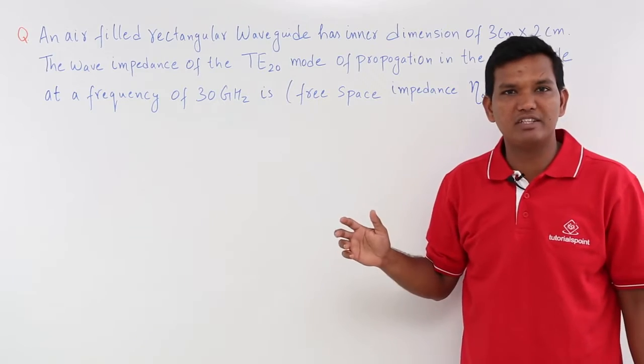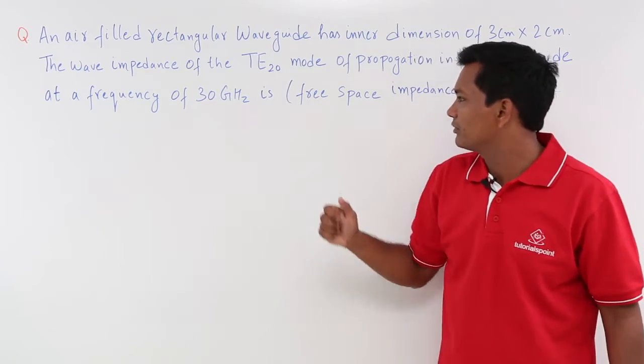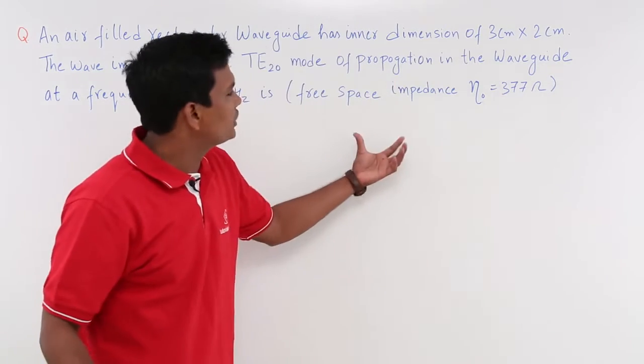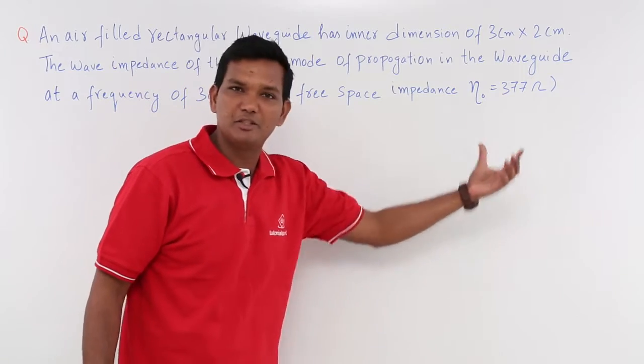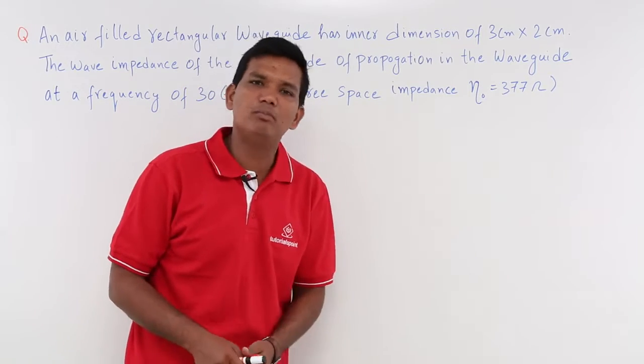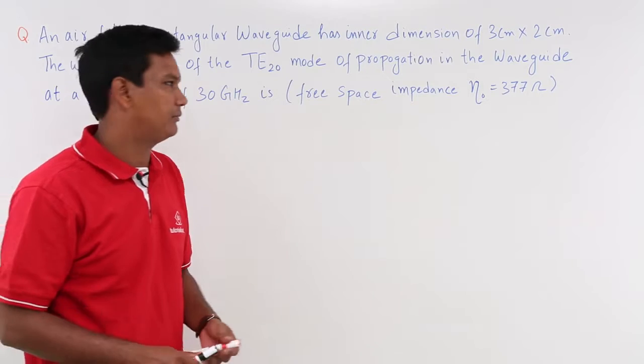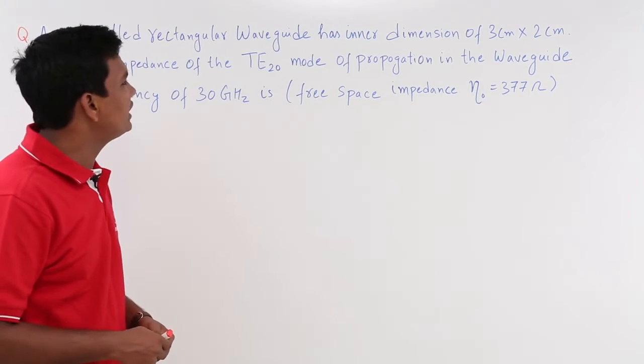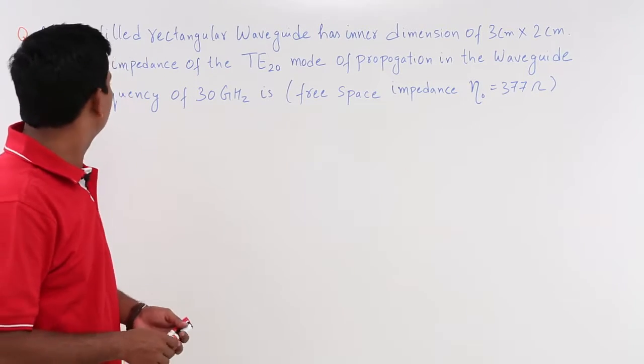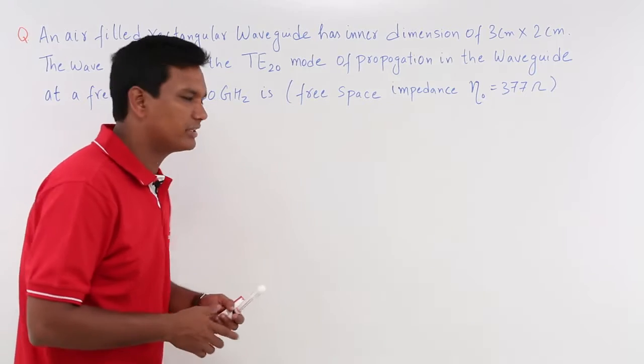The operating frequency is 30 gigahertz. They have also given what will be the impedance in free space, which comes out to be 377 ohm, or which we also know is 120 pi. So, we have to find the impedance, right? Let us see how I can find the impedance.